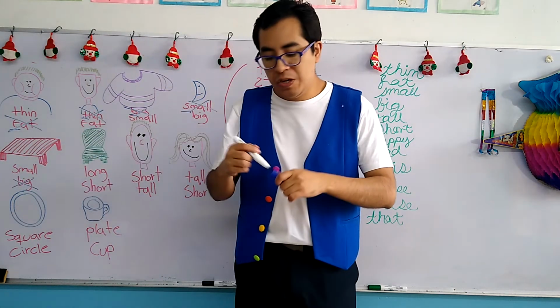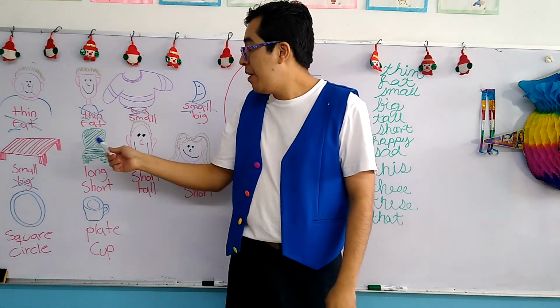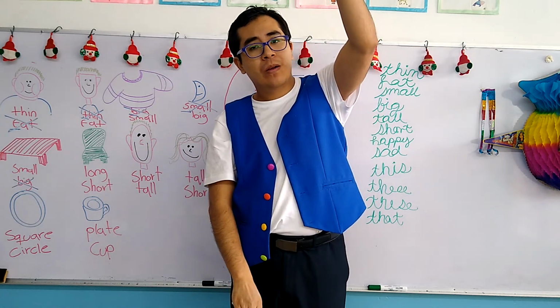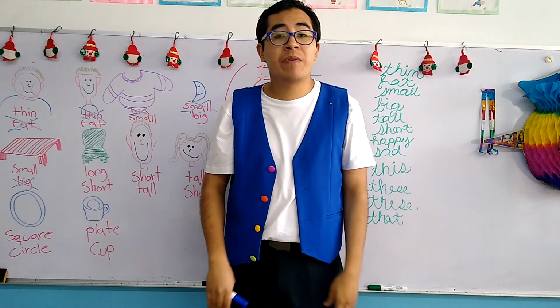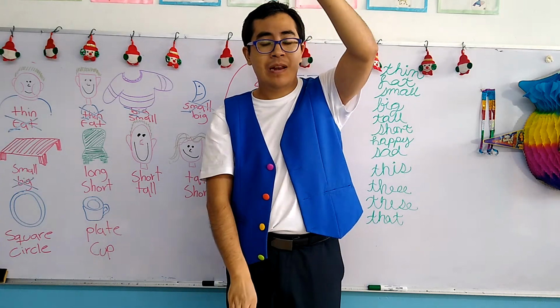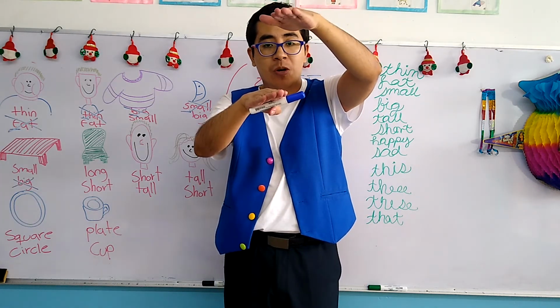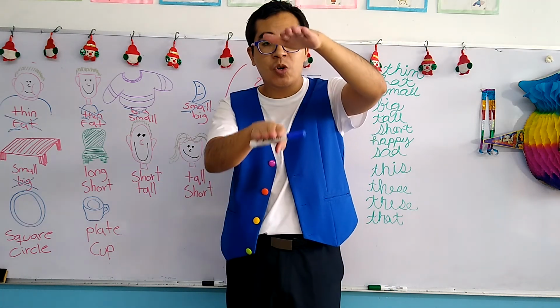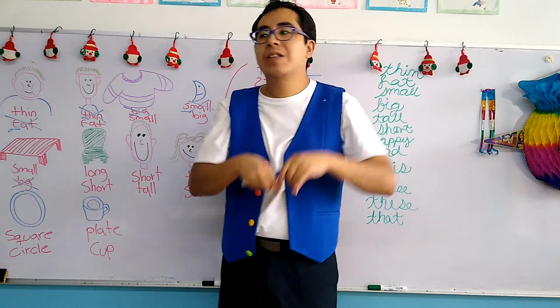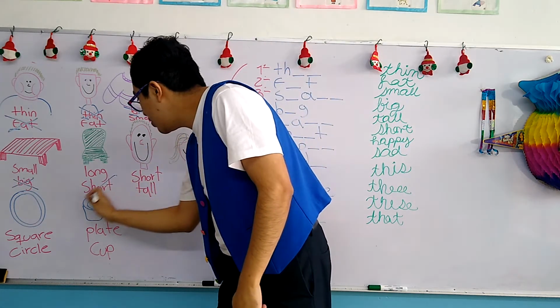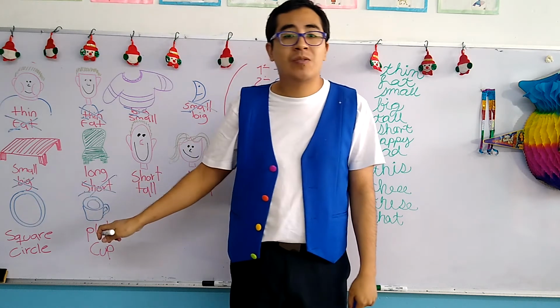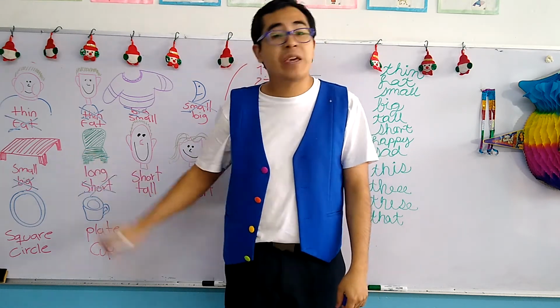Let's continue with the chair. Now, this chair, is it long or short? Remember the difference, long, largo, short, corto. So, once again, the chair, is it long or short? Short. The chair is short. So, short begins with letter S. Once you found the word, mark it with an X.